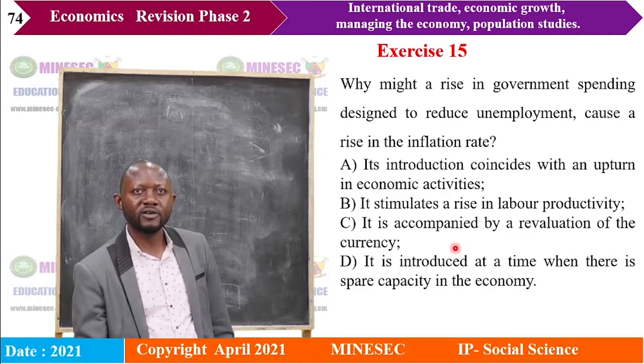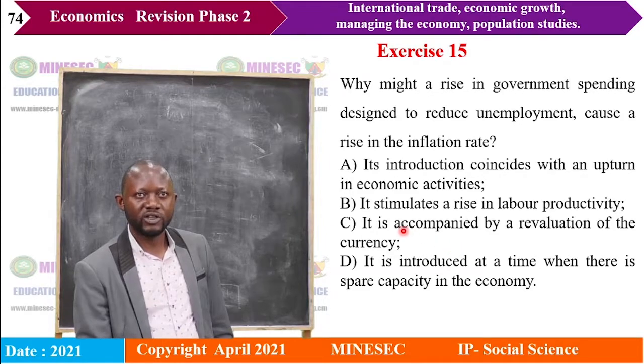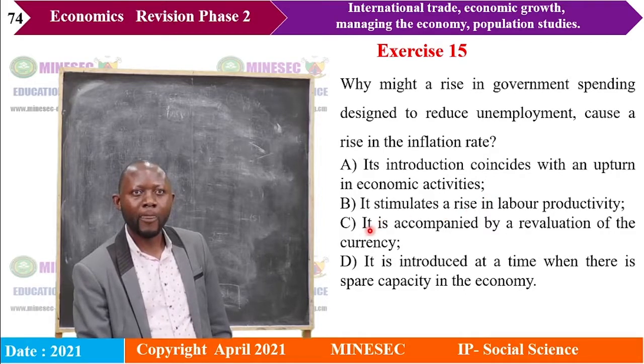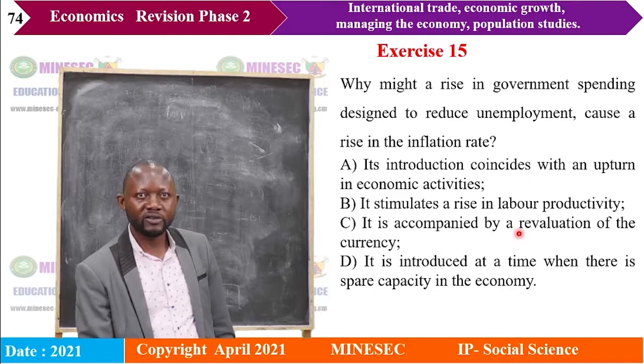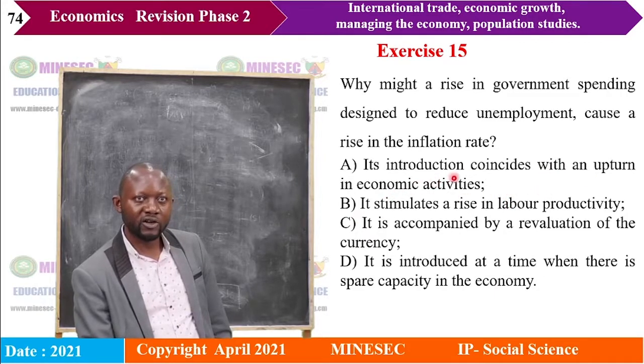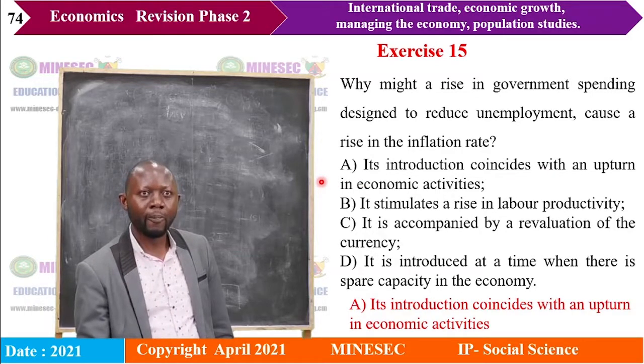Why might a rise in government spending designed to reduce unemployment cause a rise in the inflation rate? Its introduction coincides with an upturn in economic activities. It stimulates a rise in labor productivity. It is accompanied by a revaluation of the currency. It is introduced at a time when there is spare capacity in the economy. Its introduction coincides with an upturn in economic activities. Upturn talks about an expansion or recovery. So A should be the correct answer.